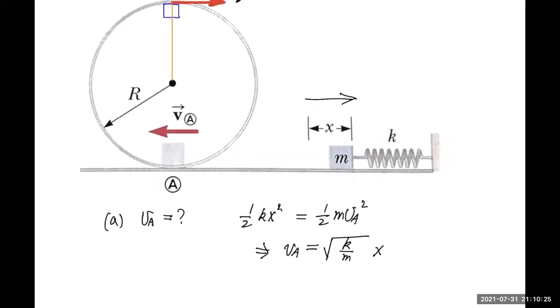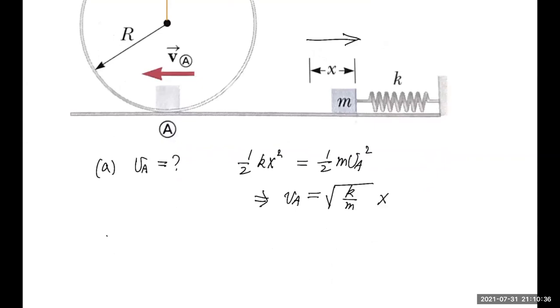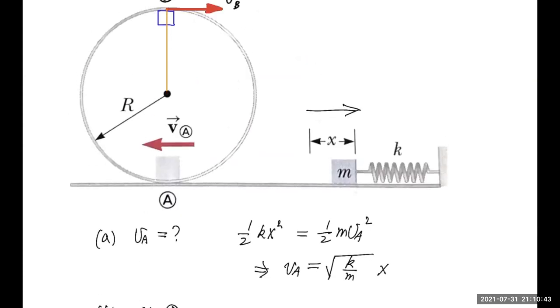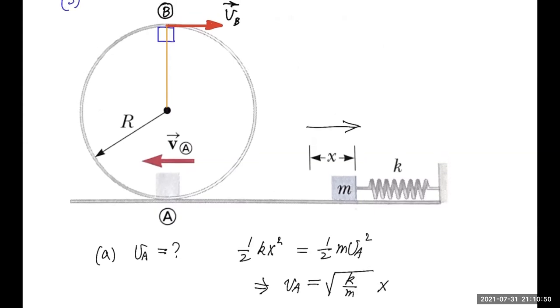Now, the second part of the problem: what is the minimum amount of compression x so that the block can complete circular motion about this vertical track? Clearly you have to analyze what happens at point B. So at B, we can analyze the motion of this block using Newton's second law. What's going on at point B? It's moving at the speed VB, so it's doing circular motion with a speed VB. Therefore, there has to be centripetal acceleration, which is VB squared over R, right?